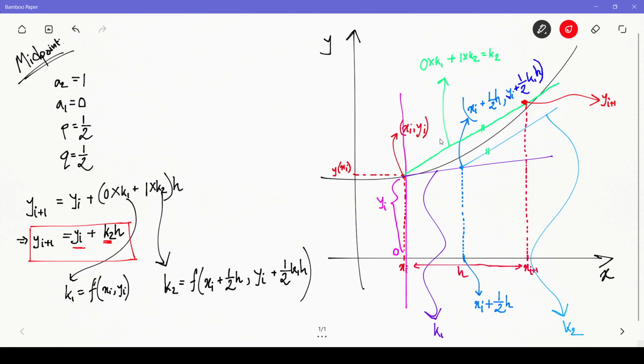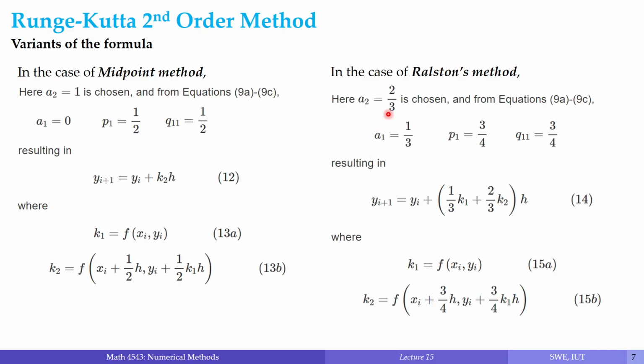And let's go back to the slide and see what we do for Ralston's method. Okay, I think it was 2 by 3, right? Yes, it was a2 equals 2 by 3. So when we take the value of a2 to be 2 by 3, we can easily come up with the rest of the three unknown values. Since we know the sum of a2 and a1 will for sure be 1, the value of a1 is 1 by 3, and the value of p is 3 by 4, because 2 by 3 times 3 by 4 gives me half. So the value of p will be 3 by 4 and the value of q will also be 3 by 4.